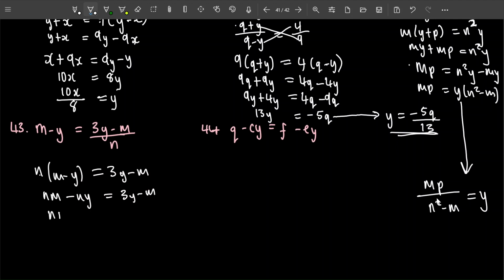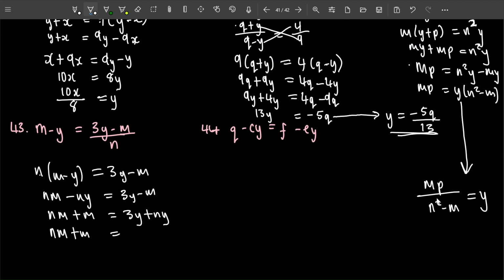All right. So I'm going to remain with nm. And then this negative m comes to the other side. It will be plus m is equal to, on the right, I have 3y. Negative ny becomes plus ny. Be careful. Don't you make a mistake. I don't want you to make a mistake. I don't have to factorize the left-hand side. I don't care about it. Okay, I could have, but it's not necessary.